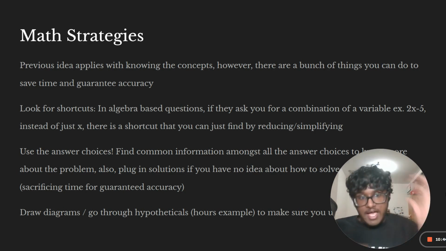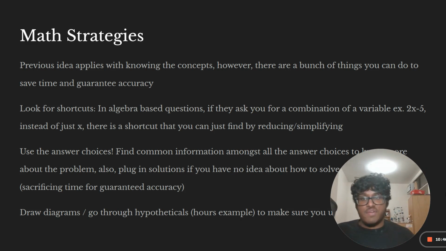So every time they ask you for something like 2x minus 5 instead of just x, they want you to not solve for x, but to reduce the problem so that you can actually get what the answer is from there. There's always a shortcut you can apply in algebra-based questions by just reducing or simplifying, right?